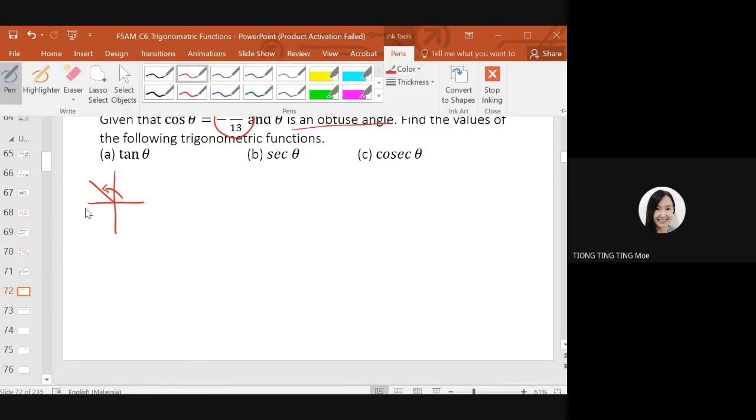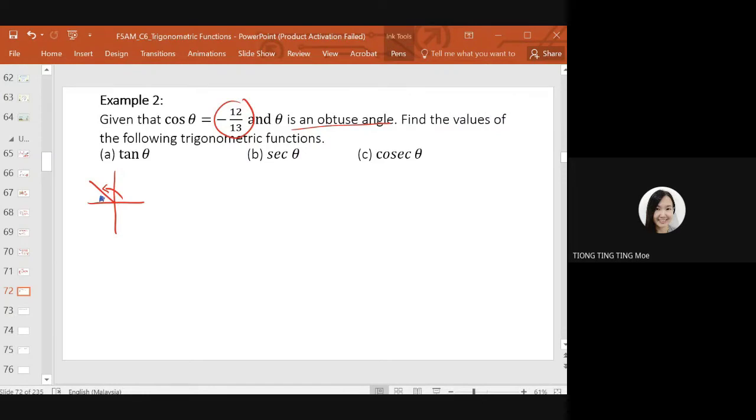But of course, our triangle uses the acute angle, so we use this angle. This is the theta we want to find out. We put it like this. Then cos in the second quadrant is negative. Cos is the x coordinate, and the x coordinate here is negative. So from here you know why it's negative. After this we use SOHCAHTOA again.